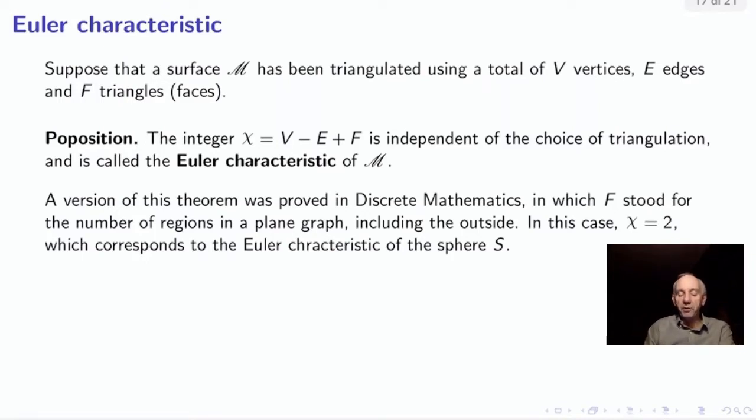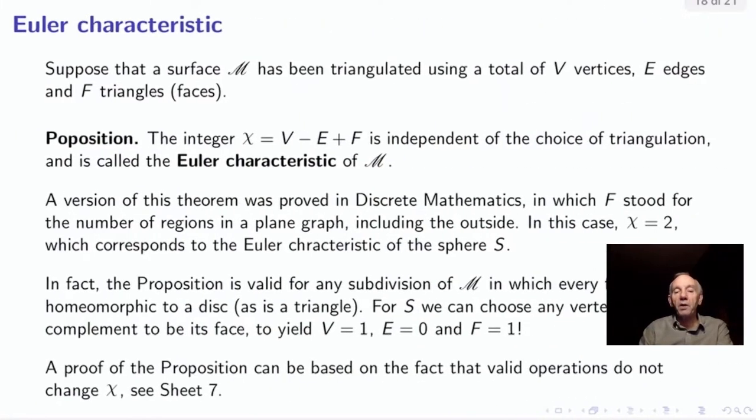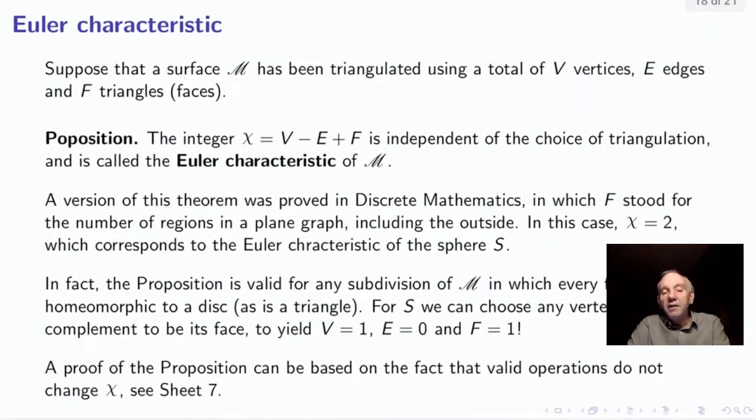So for example, how do we compute the Euler characteristic of the sphere? For the sphere, all you have to do is choose any point of the sphere, say the North Pole, if you think that way. If you remove the North Pole, then the open set that is left is homeomorphic to a disk. So in particular, you can count it as a face. In other words, that's a valid subdivision of the sphere. It consists of no edges, one vertex, and one face. So the Euler characteristic is equal to 1 minus 0 plus 1, which is equal to 2.